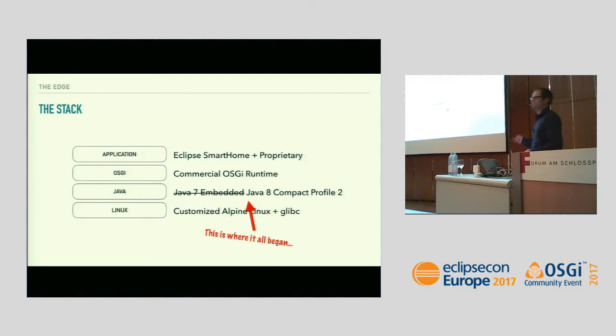On top of that, there's an OSGi runtime, in our case a commercial one, and on top we put Eclipse Smart Home and some proprietary stuff that we built to make it more user-friendly than what is there in the open source space.